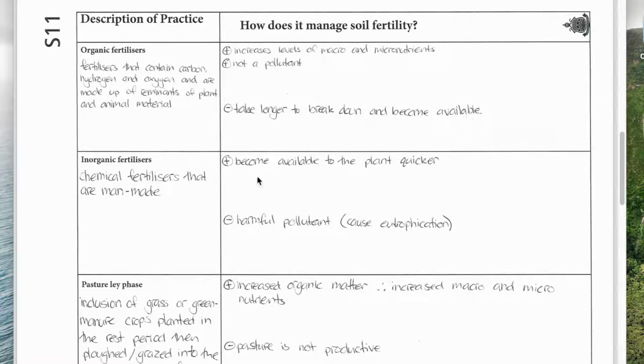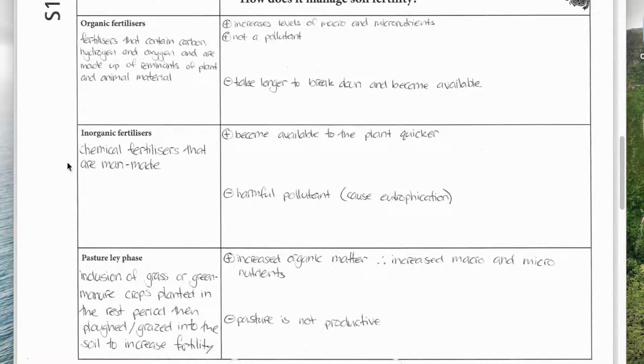whereas inorganic fertilizers down here are man-made, and they are generally made from crude oil or something like that. So they're obviously not great for the environment, but they become available to the plants very quickly. So as soon as you put them on there in a form that the plant can access straight away, there doesn't need to be any cycling of the nutrients.